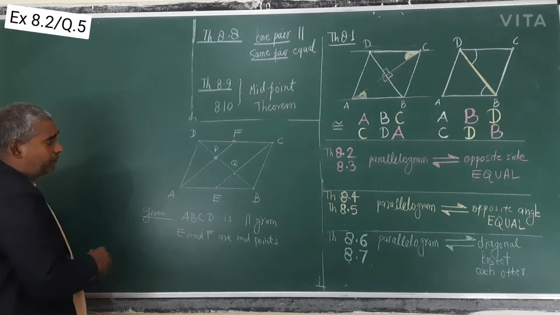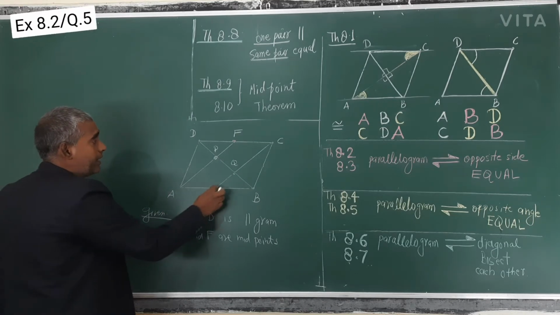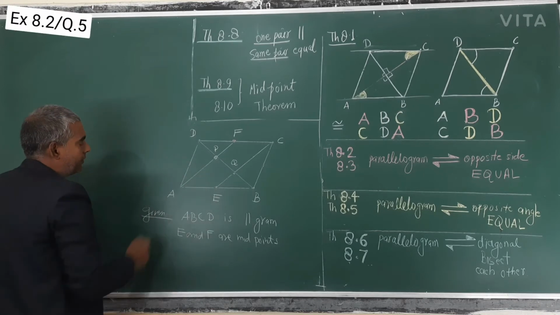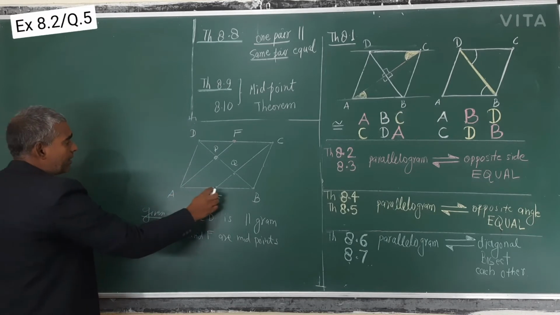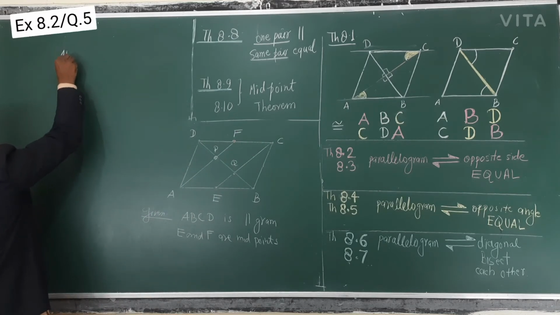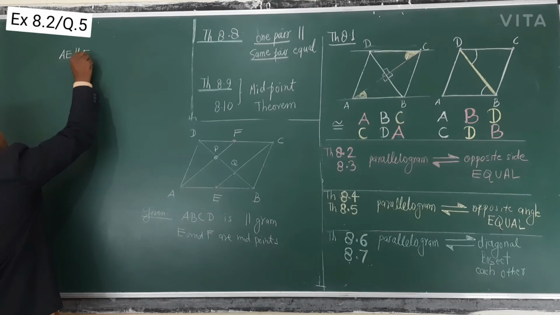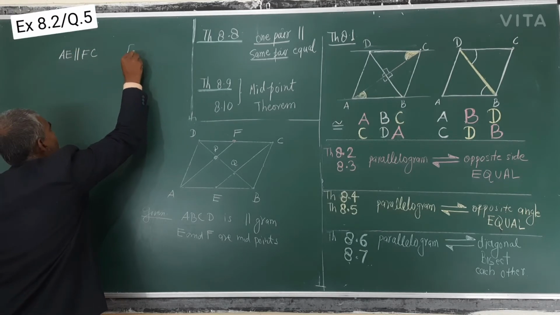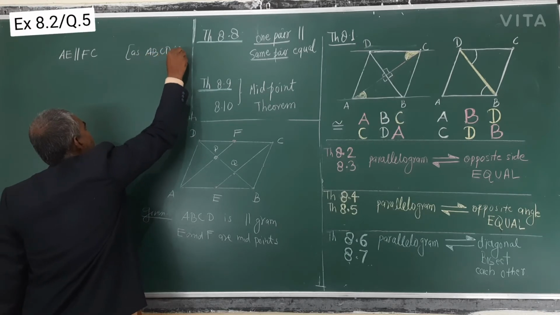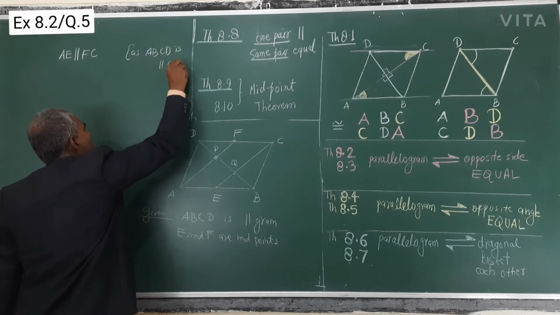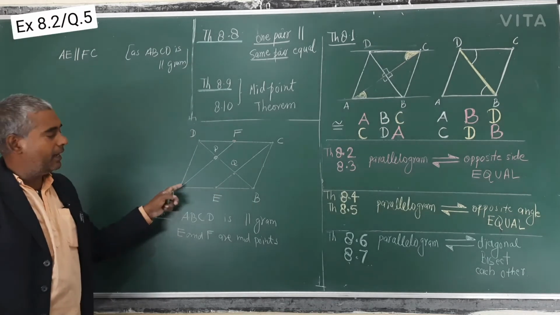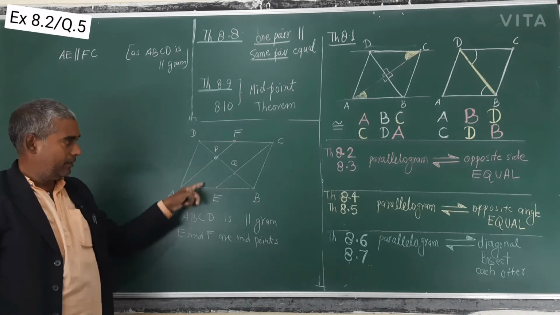So this is the given. So first prove that AECF is a parallelogram. This line is parallel. So write AE parallel to FC. AE parallel to FC. Why? As ABCD is a parallelogram. So parallelogram means opposite sides are parallel. So I have not taken AB, I have taken AE. So this is also parallel.